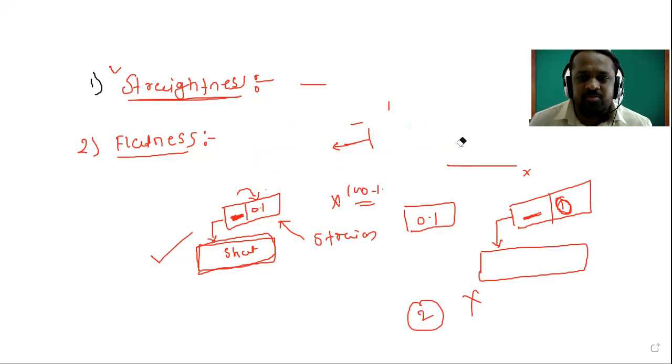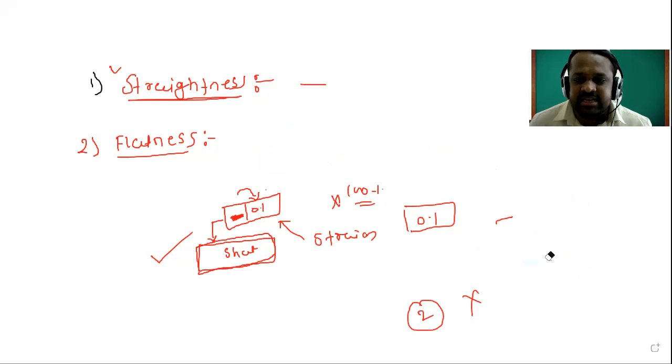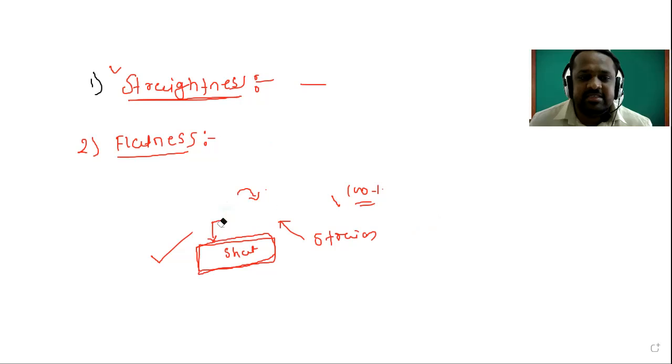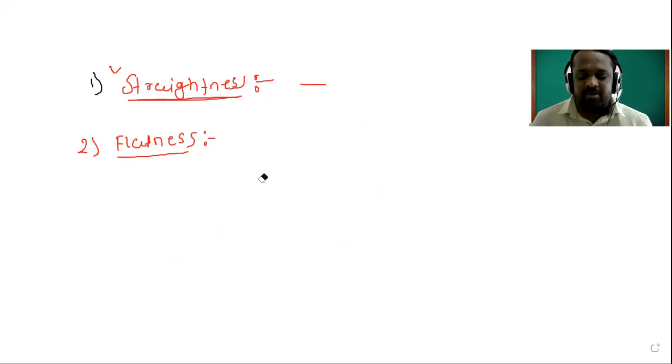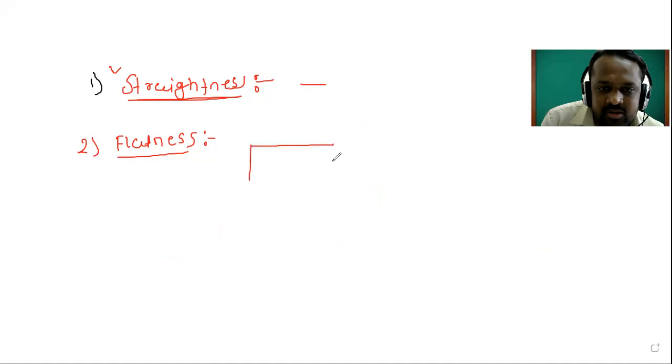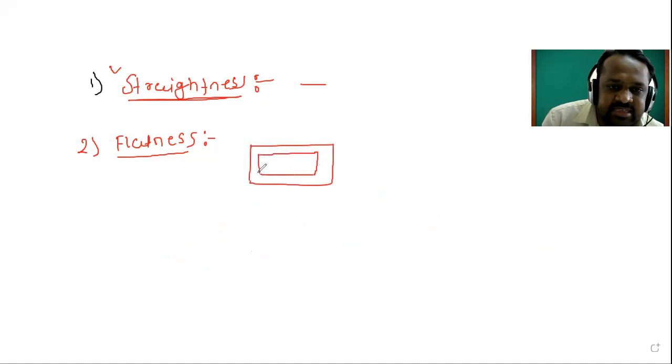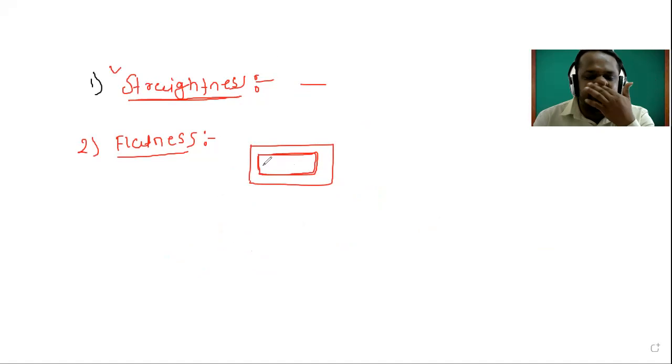Okay, so understood, straightness means how much that component is straight, and the symbol for straightness is just a straight line. Flatness means how much the surface of that component is flat. Just an example: suppose this is the component, and I check the surface of that component with the help of the dial gauge, and the variation is within the tolerance zone, then we can call it flat.